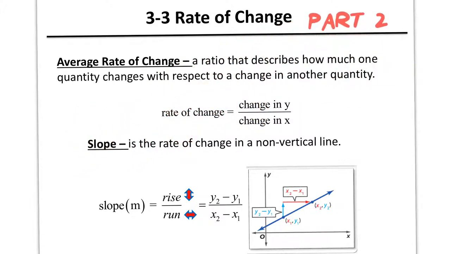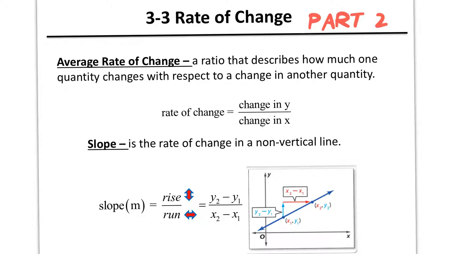Rate of change is a ratio that describes how much one quantity changes with respect to another quantity. Some people say the average rate of change, or, for short, just rate of change. It is a ratio, or a fraction, in which you are comparing some type of quantities. In algebra, what we are comparing are the x values and the y values. How are they changing when you have a graph or different points?